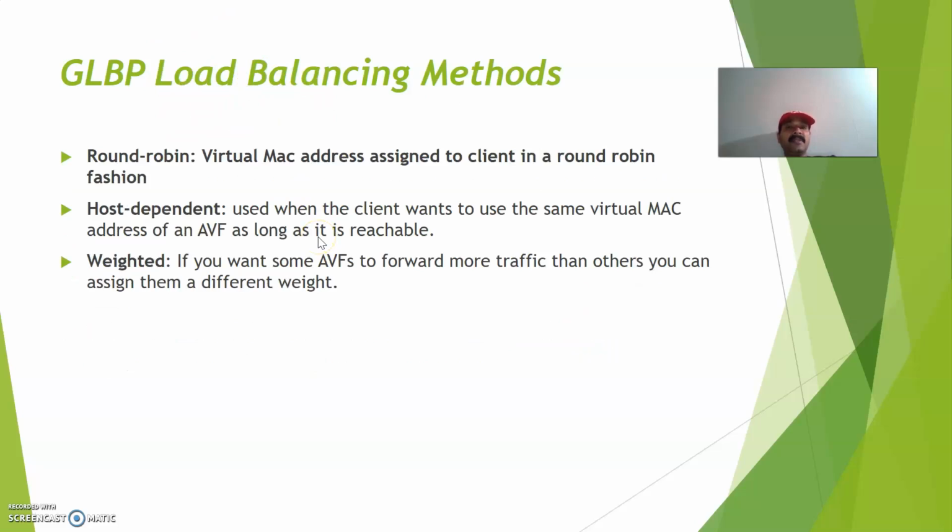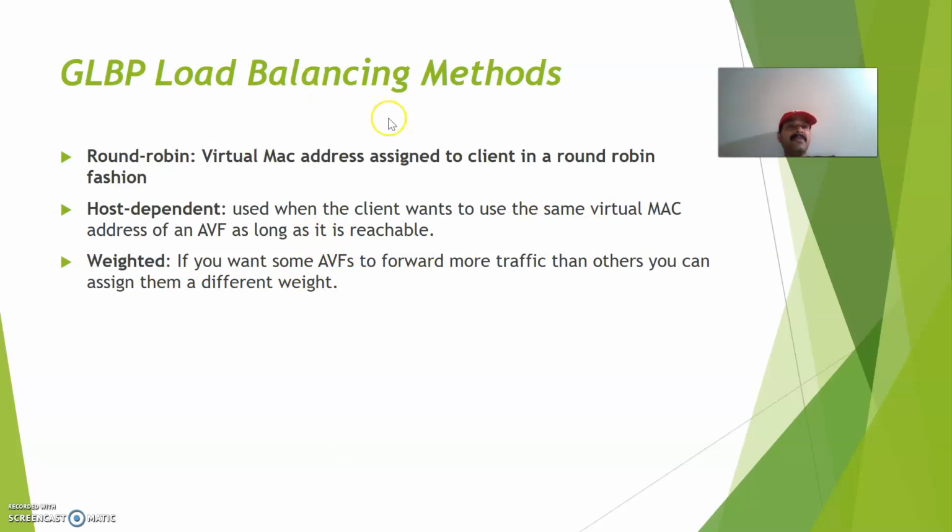Now let us see the load balancing methods, how the traffic is distributed to the clients. One is round robin, in which the virtual MAC address is assigned to the clients in a round robin fashion. That means the first virtual MAC address will be assigned to the first client, the second to the second client, the third to the third client, and it goes on. What is host dependent? Whenever an individual client wants to keep using the same virtual MAC address, then it can go for the host dependent function. And the third is weighted. If you want some AVF to forward more traffic than the others, then you can assign them a different weight, right? So these are the load balancing methods of GLBP.